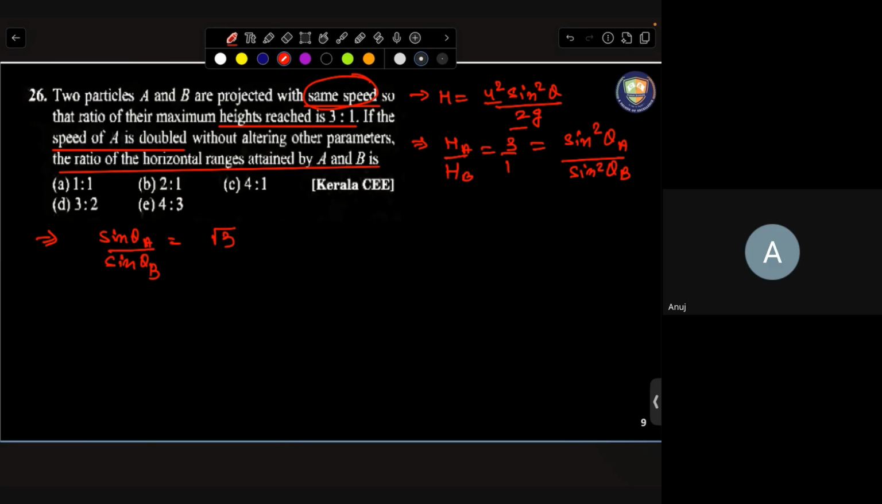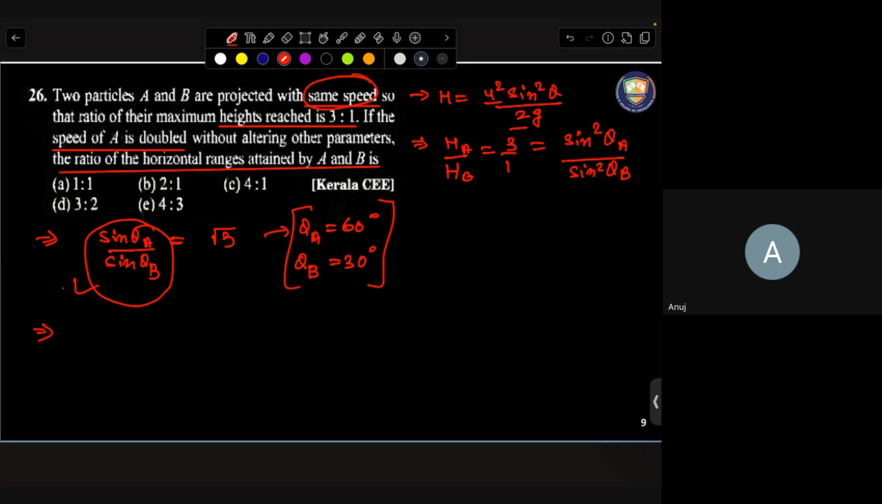Now here at this point, we have to be a bit smart about under which circumstances and which standard angles this situation is possible. If you look carefully, if theta A is equal to 60 degrees and theta B is equal to 30 degrees, then you'll get the same thing, because it is root 3 by 2 divided by 1 by 2. So the 1 by 2 will get cancelled. What is left is root 3. So we got what theta A and theta B are. Now we can easily find the range ratio.